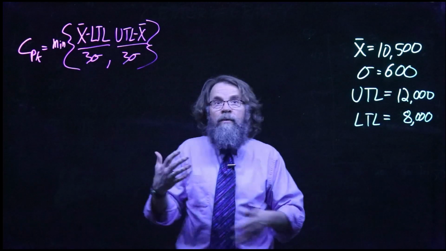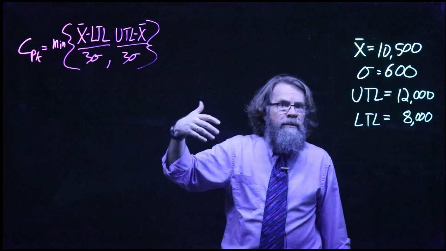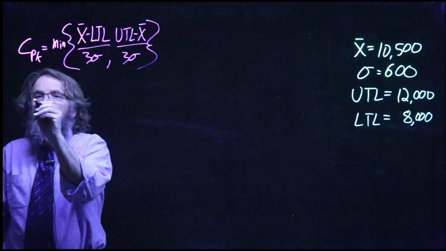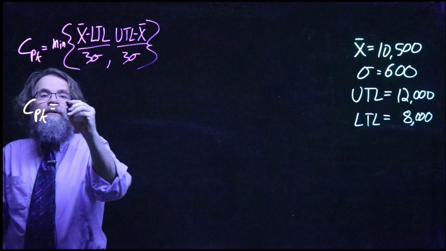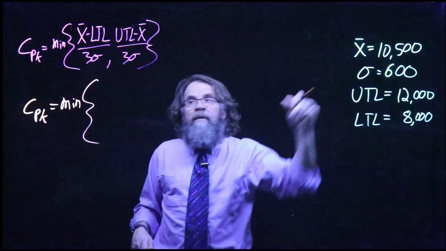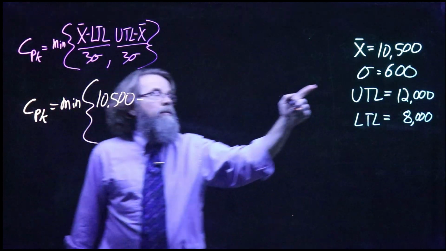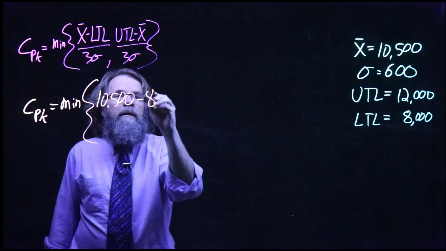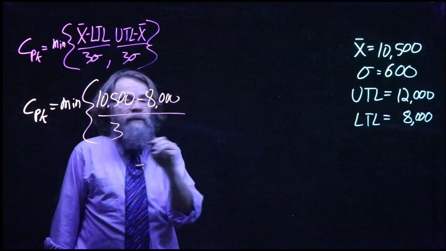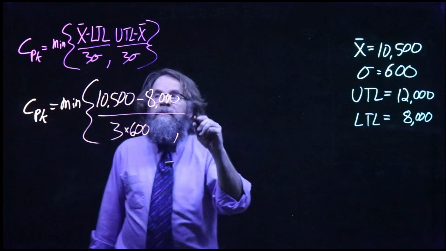But rather than having to sort that all out for ourselves, we have this formula, which might look a little ugly, but actually it's just simplifying the whole process for us. So we will say CPK equals the minimum of these two fractions. We have X bar, the average, 10,500. We'll subtract the lower tolerance limit, which is 8,000, and we'll divide it by 3 standard deviations. And our standard deviation is 600, so that's the first half.